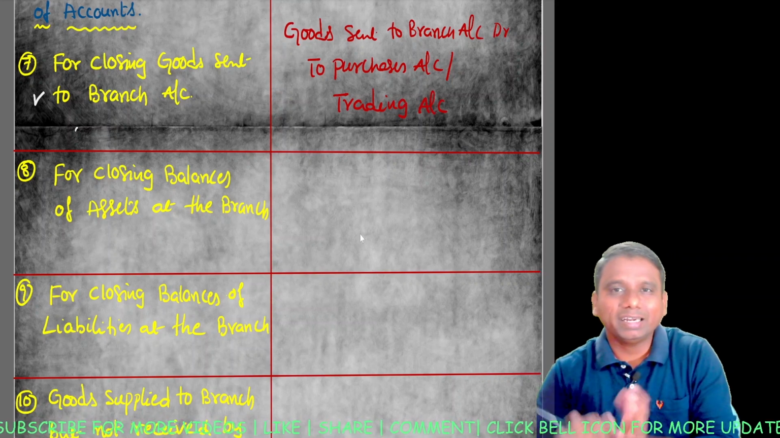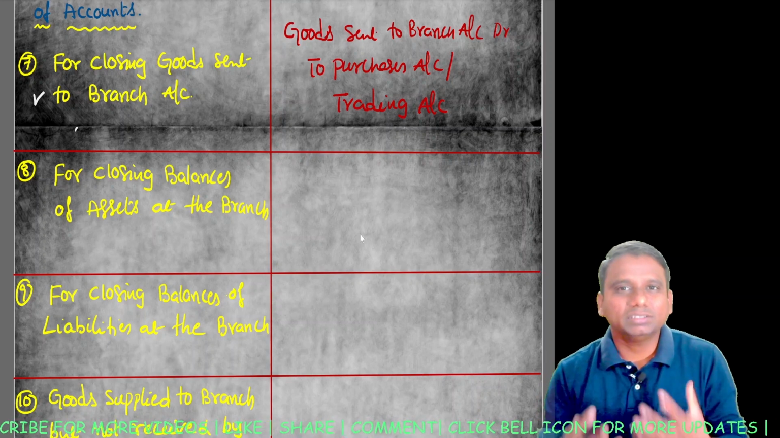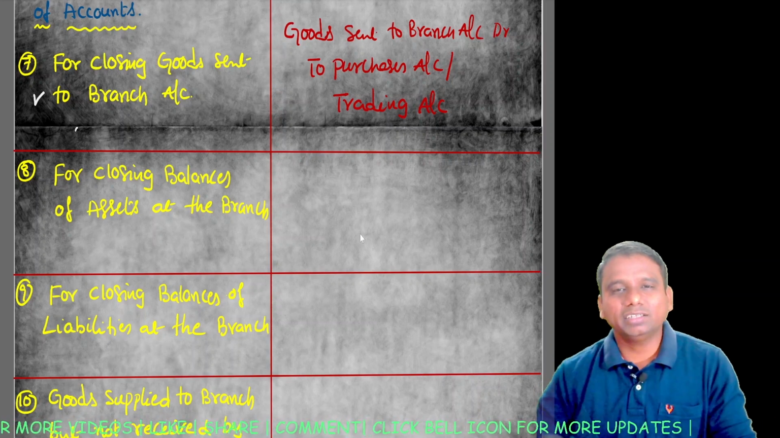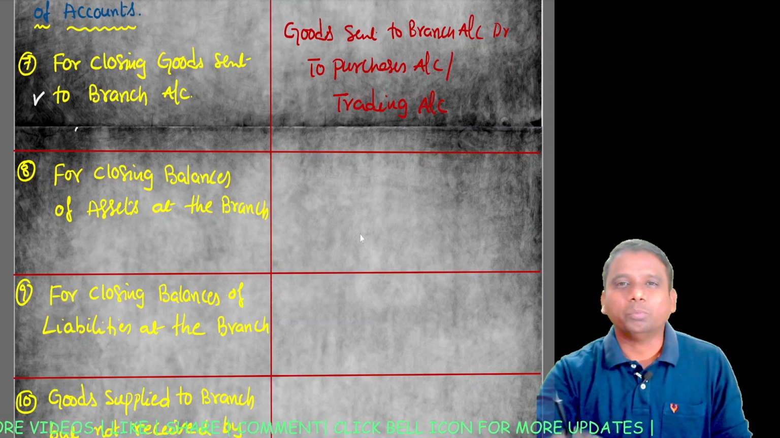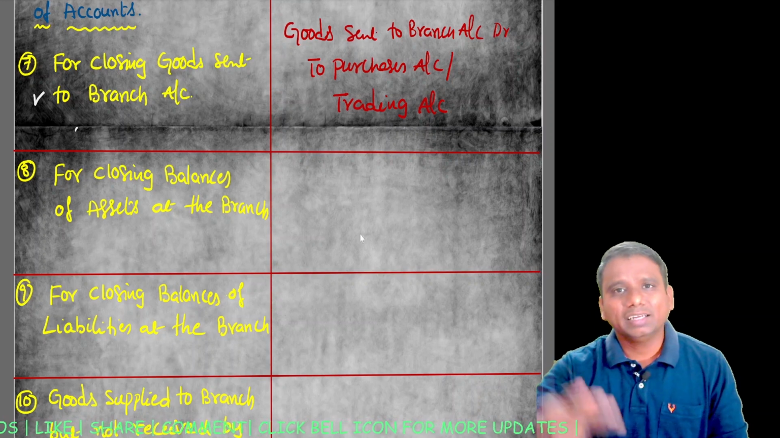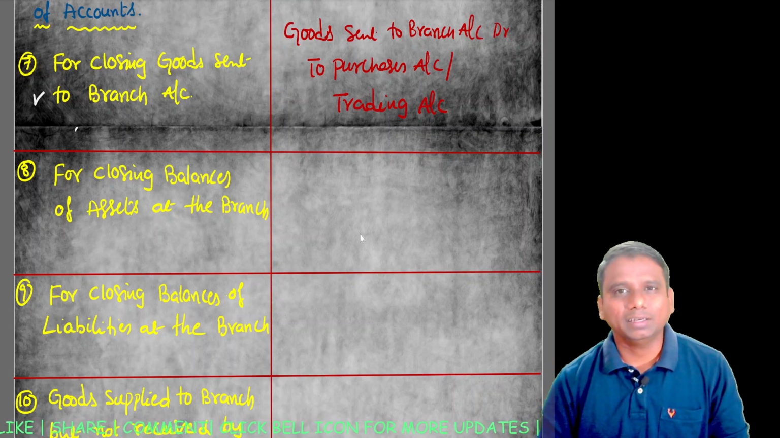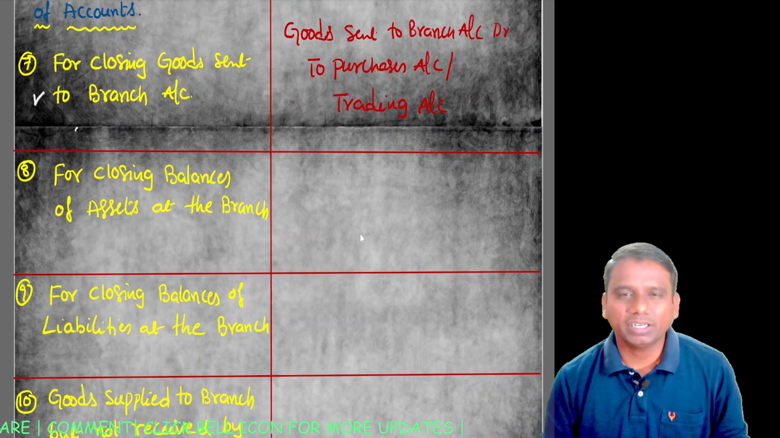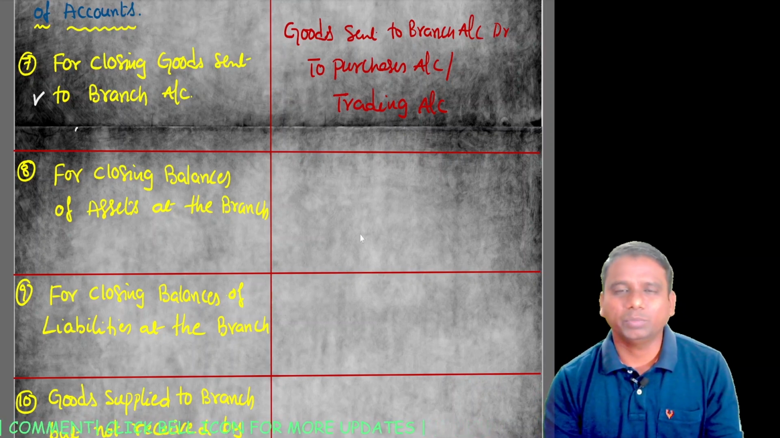See, we credit purchases account when our business is a non-manufacturing business, a trader. We credit trading account in case of a manufacturer. In case of a manufacturer, we credit simply trading account. In case of a non-manufacturer, we credit purchases account. If you are passing this entry after preparation of trial balance, simply we can credit purchases.